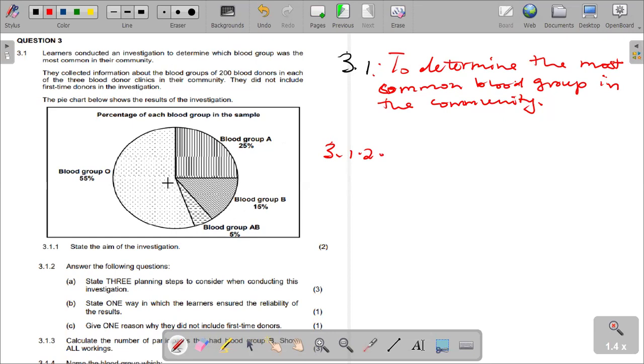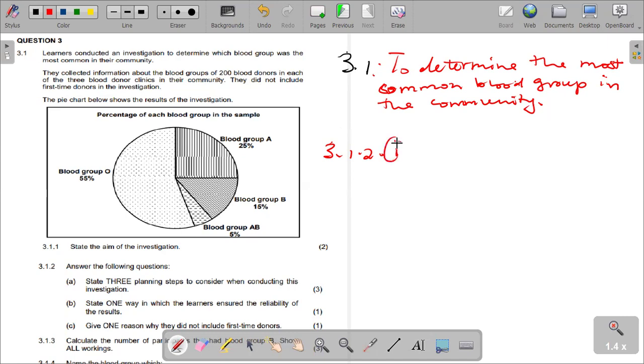There are quite a lot of them, but we are just going to list a few of them. State 3 planning steps that are supposed to be considered. 1, obtain permission from the school or clinic to conduct the investigation. They were supposed to obtain permission.